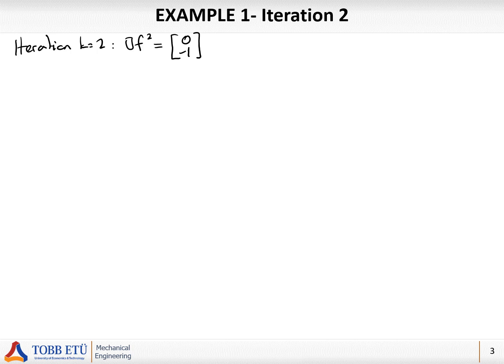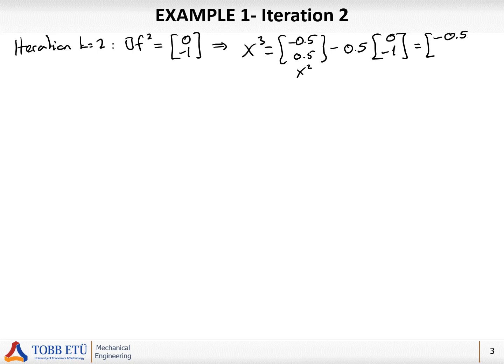If we have this, then our search algorithm will give us x3 is equivalent to x2. x2 was minus 0.5 and 0.5. In the previous slide we found it. This is x2 actually, and the step size 0.5 and the derivative information 0, minus 1. And from here x3 is minus 0.5 and 1.